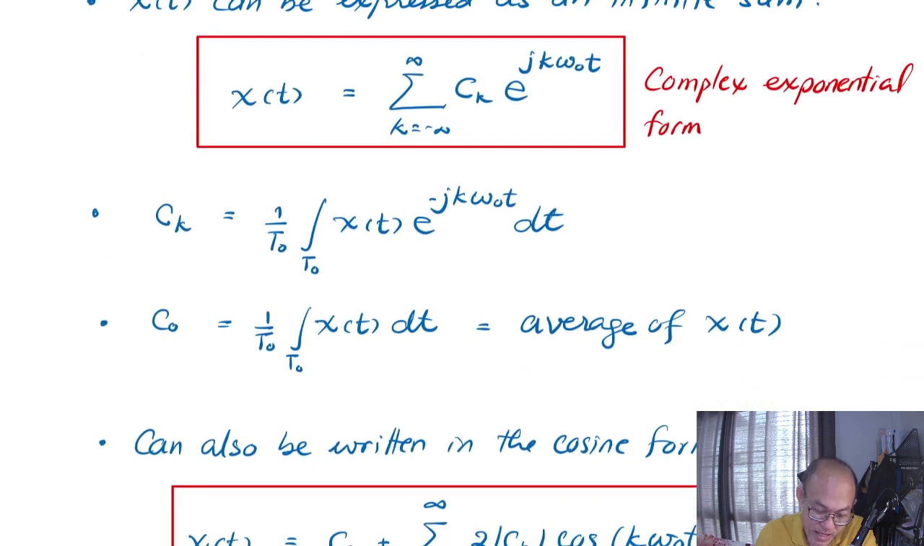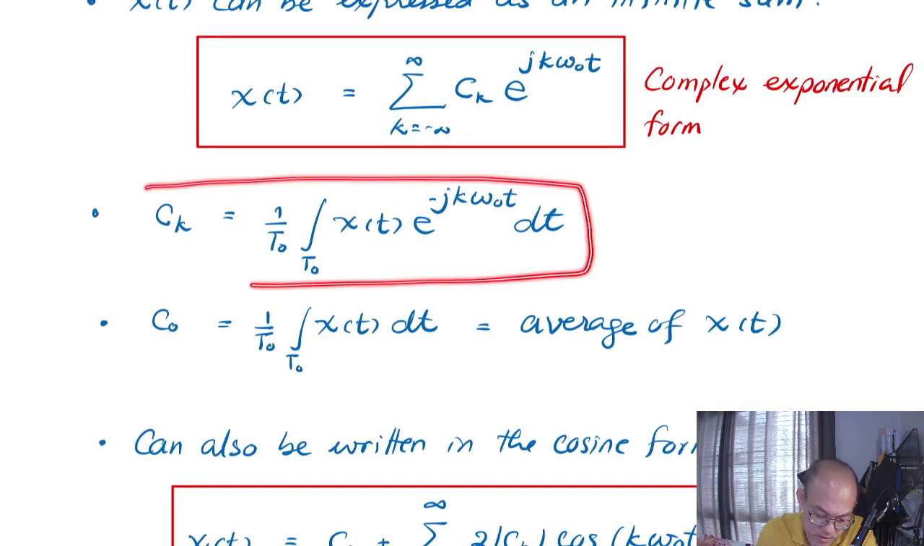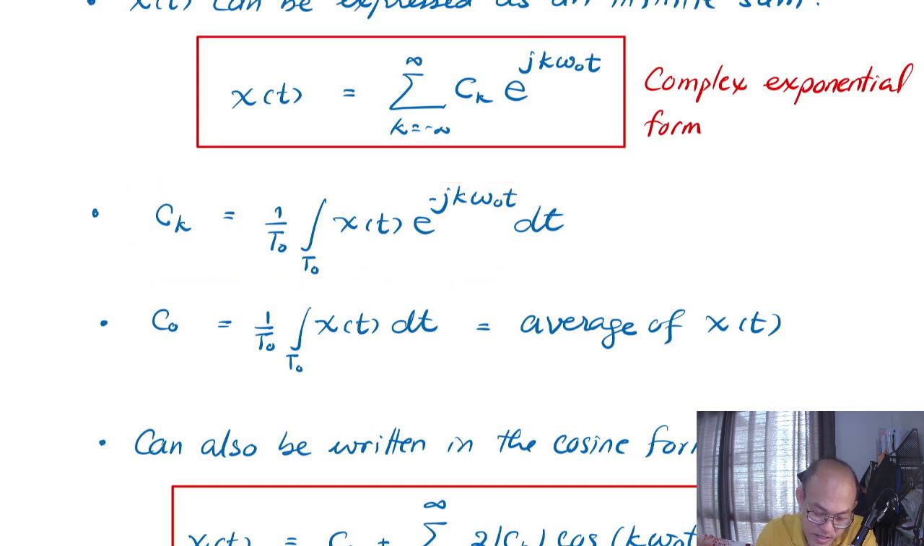Now to find ck, this is the integral to find ck. We have to integrate the product of x with another complex exponential, e to the minus jk omega 0 t. Now, these two functions are different. One has a positive exponent, the other has a negative exponent. So you have to take that into account and don't make a mistake.